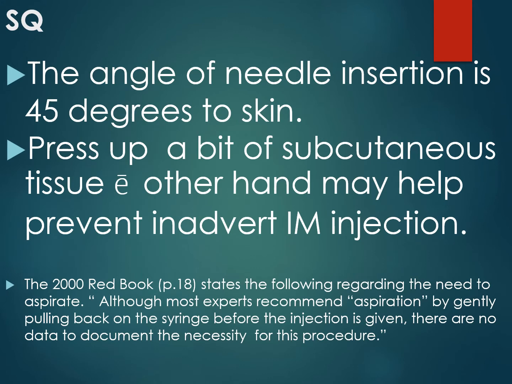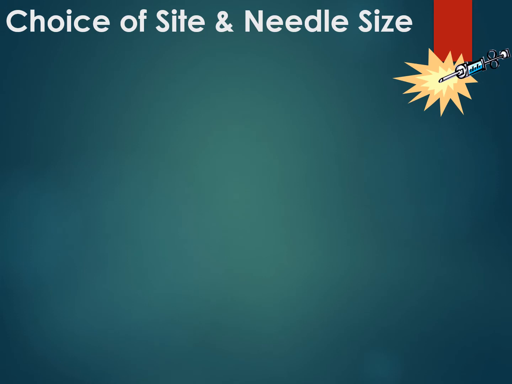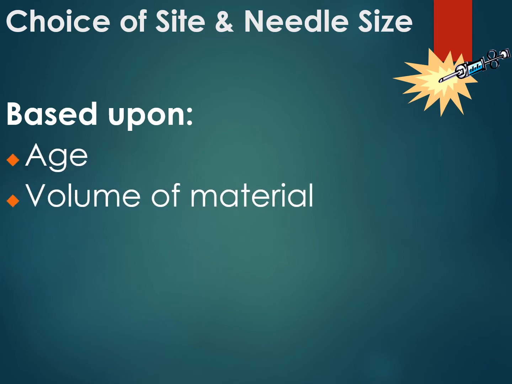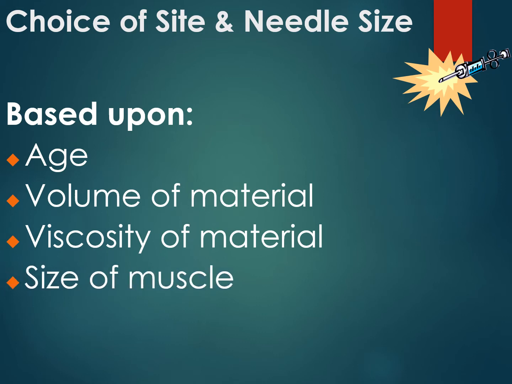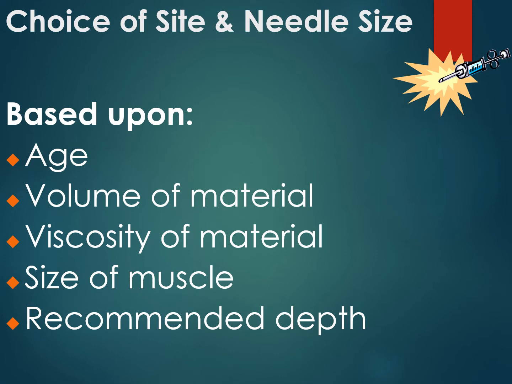Subcutaneous: the angle of needle insertion is 45 degrees to the skin. Pressing up a bit of subcutaneous tissue with the other hand may help prevent inadvertent intramuscular injection. Choice of site and needle size is based upon age, volume of material, viscosity of material, size of muscle, and recommended depth.